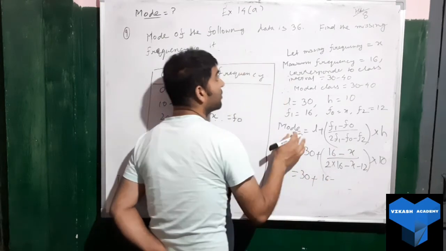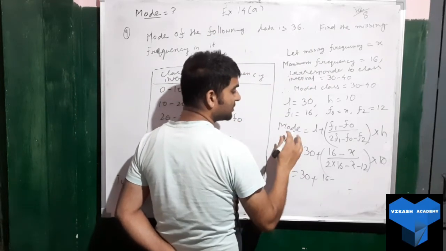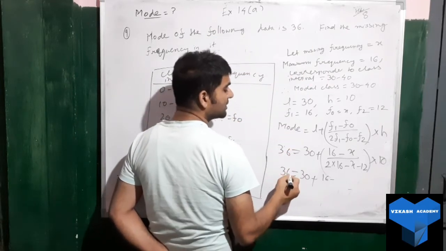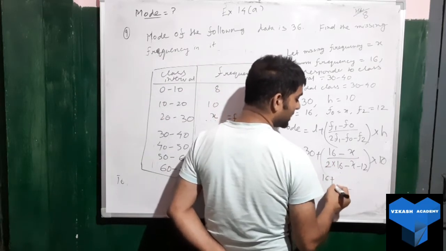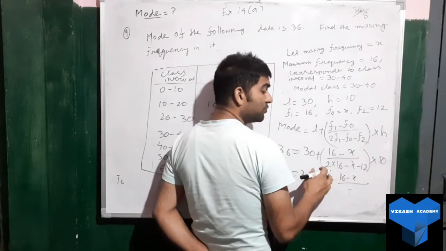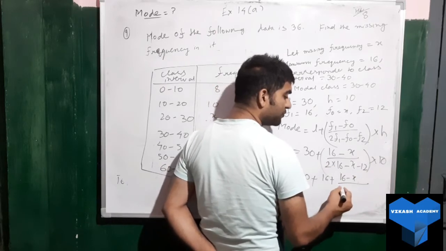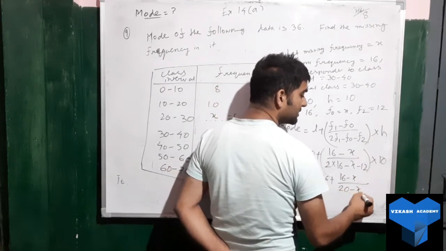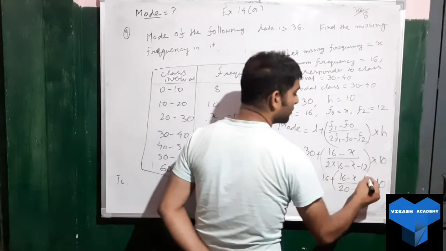Before that, the mode is already given in the question. The mode of the frequency data is equal to 36. So in place of mode we can write 36 equals 30 plus 16 minus X. Now 16 into 2 is 32, minus 20, we will have 20 minus X, into 10. We close the bracket.